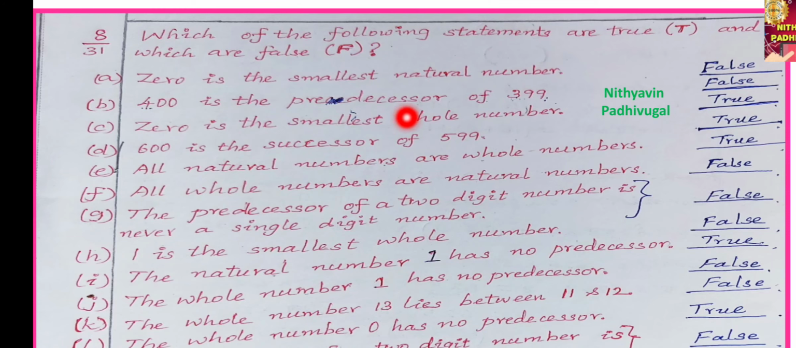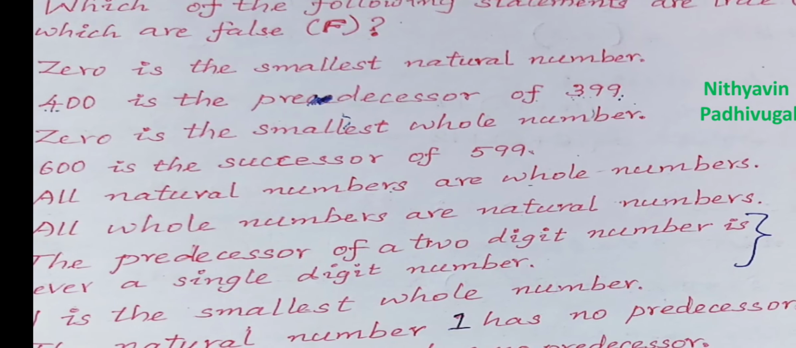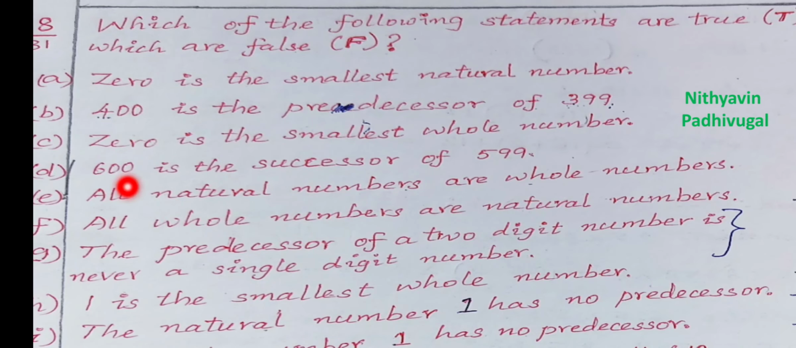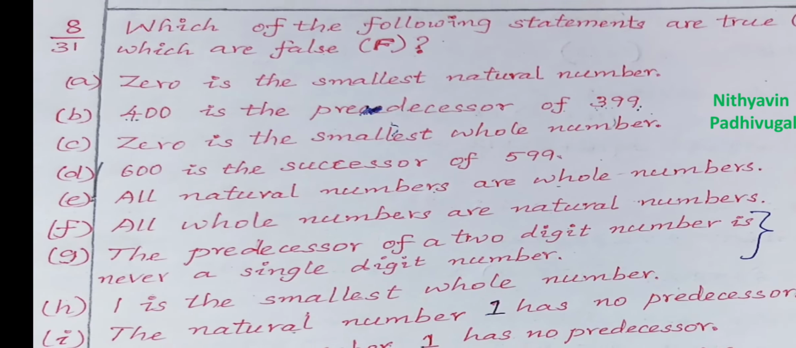400 is the predecessor of 399. No, false, because 400 is the successor of 399. Okay, so the given statement is false. Next, 0 is the smallest whole number. Yeah, true. That one is true.